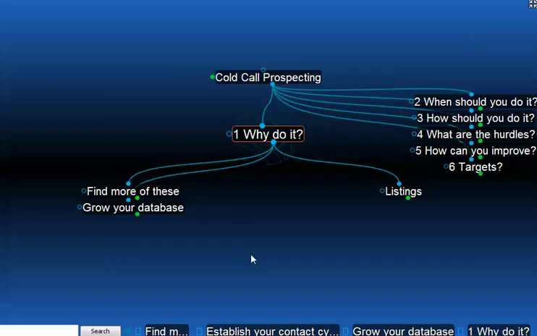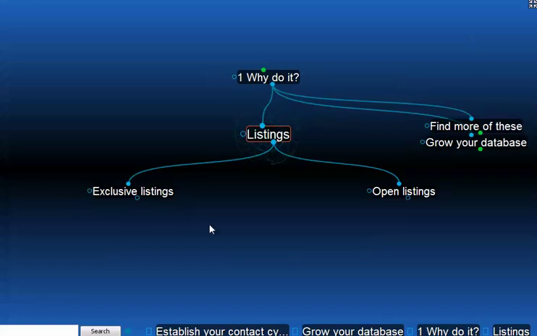So from that you will get more listings. And as a direct result of prospecting, you should be targeting exclusive listings. Unfortunately, you will get a few open listings, but the best business to attract and convert are the exclusive listings in your marketplace.